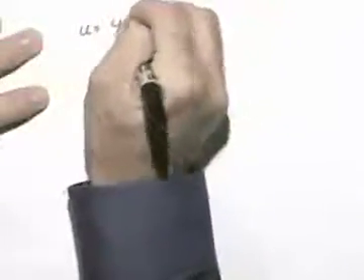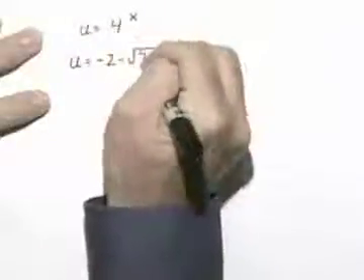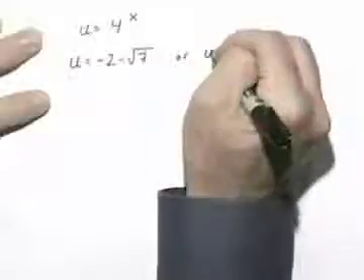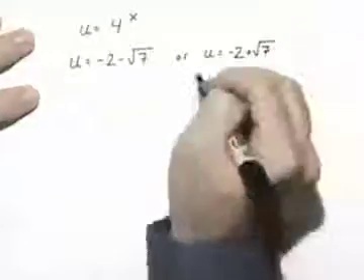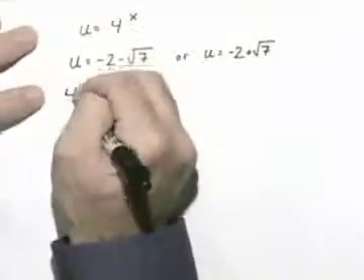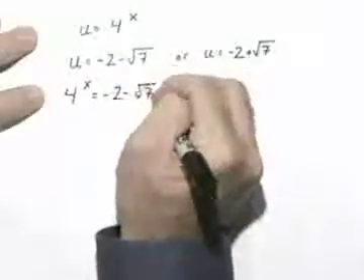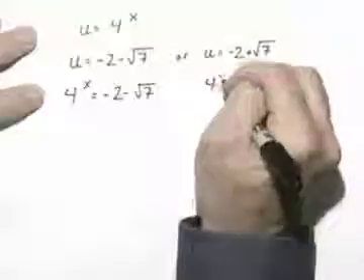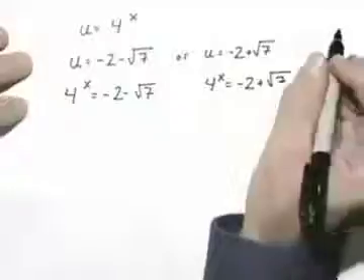So I go back and remember that u equals 4 to the x power. I currently have that u equals negative 2 minus the square root of 7, or u equals negative 2 plus the square root of 7. Since u is 4 to the x power, I have 4 to the x equals negative 2 minus the square root of 7, and 4 to the x equals negative 2 plus the square root of 7.